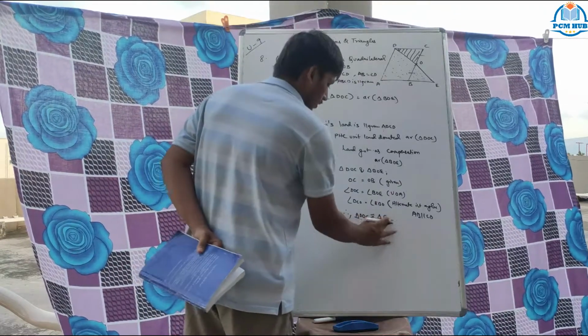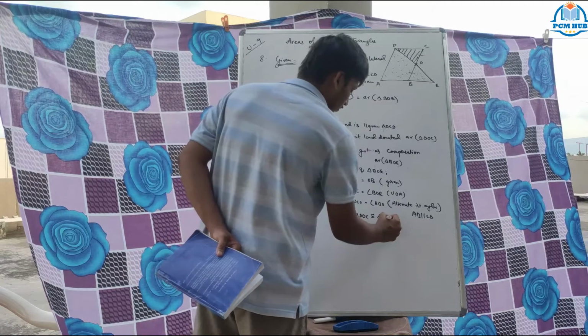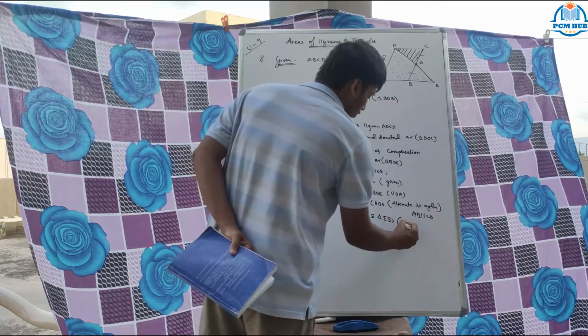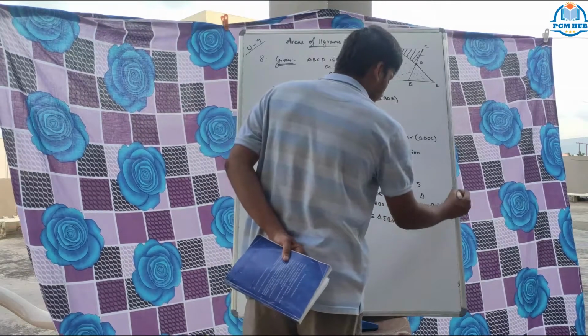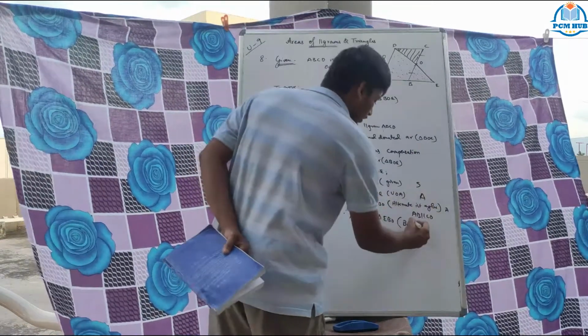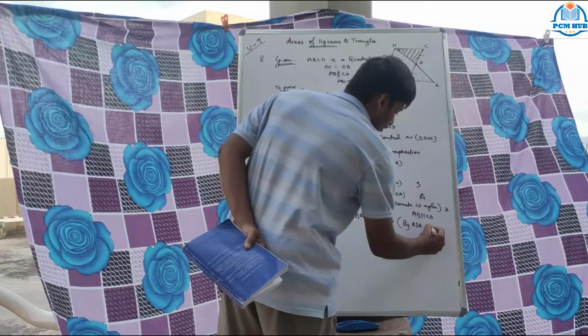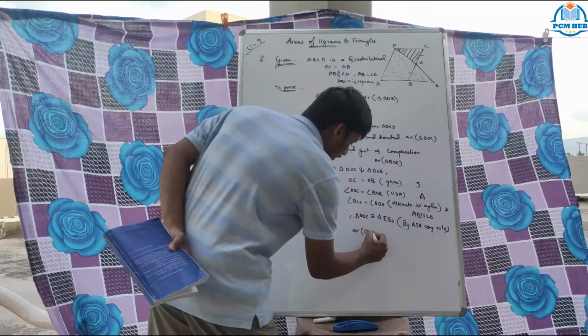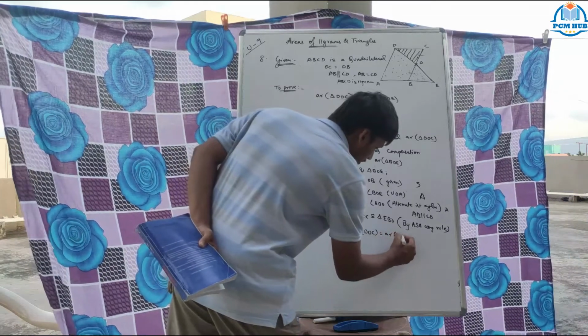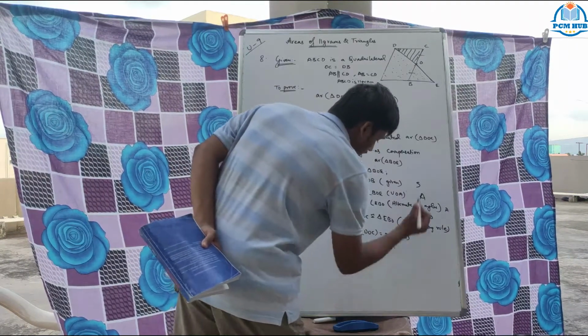EBO, EBO. You have to take exactly; you should be careful here. By which rule? Side, angle, so ASA congruency. Now area of DOC equal to area of EBO. Hence proved.